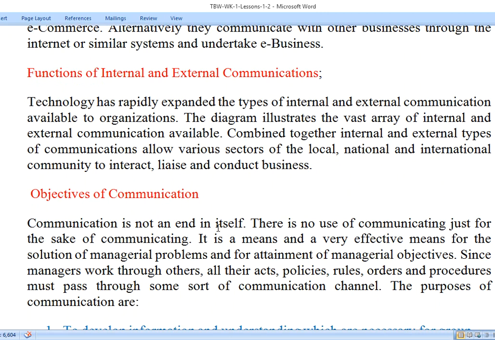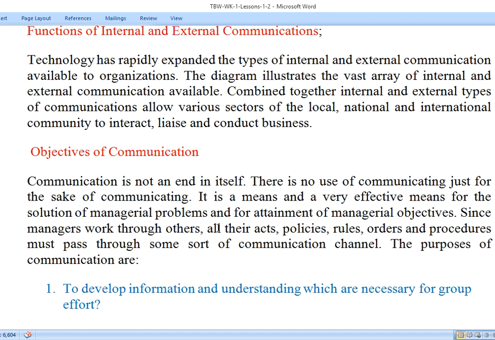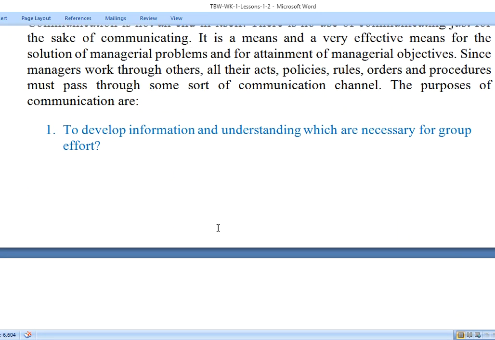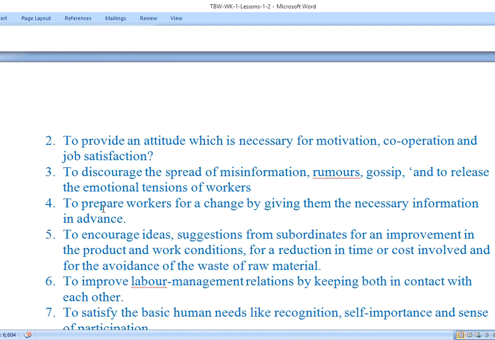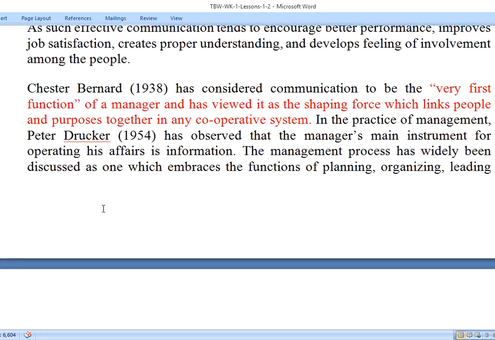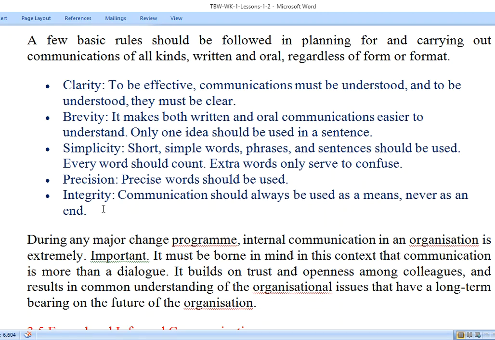Clear? Functions of internal and external communication. External communication is communication simply for the purpose of the organization. Fine. And the objectives of communication have been discussed: to develop information and understanding which are necessary for group efforts. Clear? This has been discussed precisely. The importance of communication has also been discussed. Fine. The rules of communication are very important.